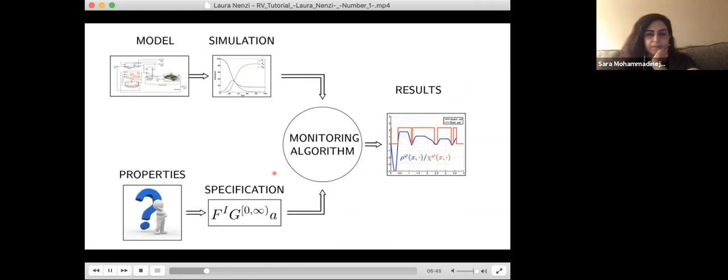So what is a monitoring algorithm? A monitoring procedure or algorithm permits to check the single trajectory. So given a specification as a temporal logic formula, and a simulation, a trajectory of a certain model, we check if this single trajectory satisfies or not the property, and this will be the result.